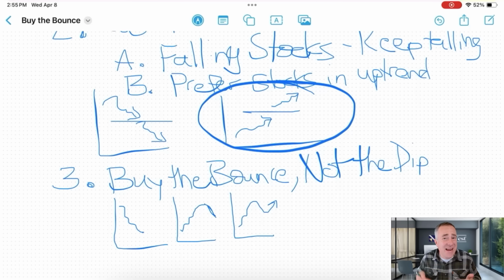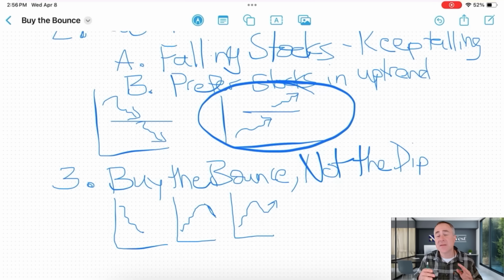Stop trying to nail the bottom of a move. Don't try to be the hero who catches the lowest tick. You just need to wait for proof that the downtrend has ended and the stock has started to move back up. That is so much smarter a move than buying while it's still falling.